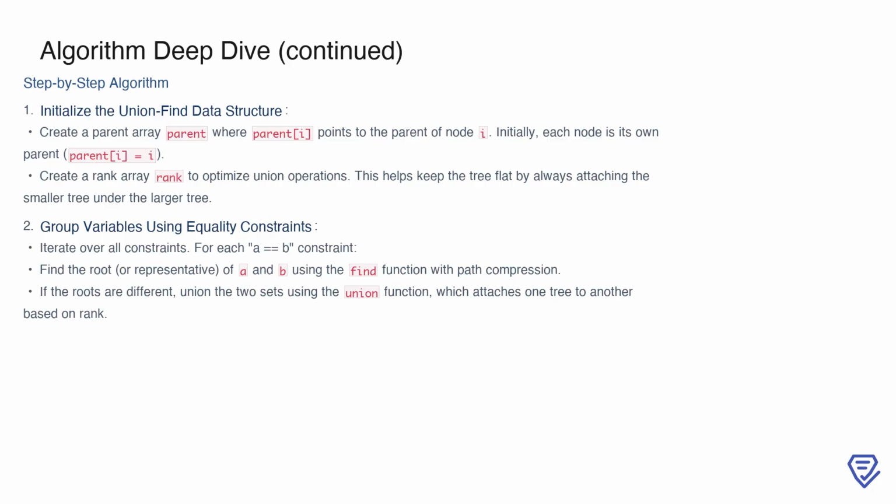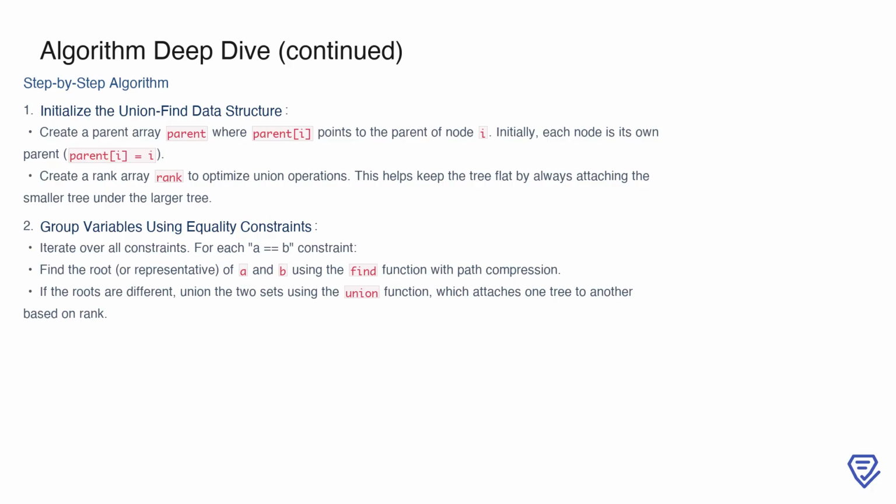This setup ensures that each node starts as its own independent set. Additionally, we use a rank array to optimize union operations. The rank helps us keep the tree structure flat by always attaching the smaller tree to the root of the larger tree. Once initialized, we process all equality constraints first.